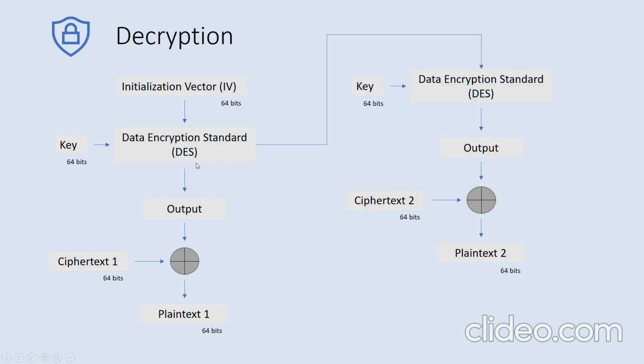The decryption process will also have the initialization vector, and it will be encrypted by the key to produce an encrypted vector, and then we will also take the first j bits of the encrypted initial vector here, and then we will perform an XOR operation with the first j bits of the ciphertext here, and then we will generate the plain text block 1.